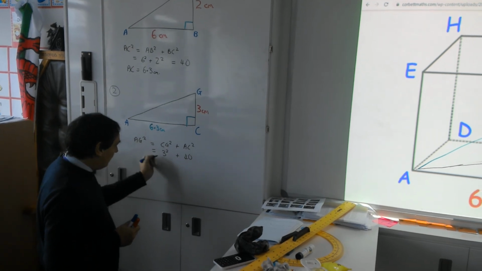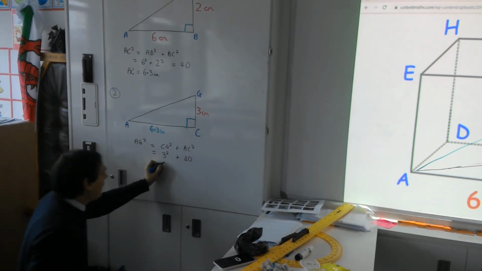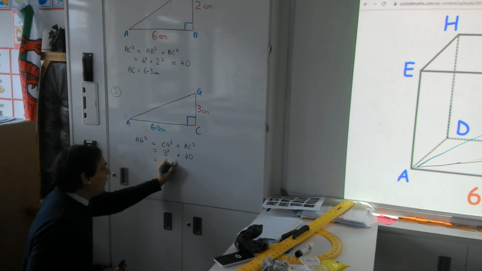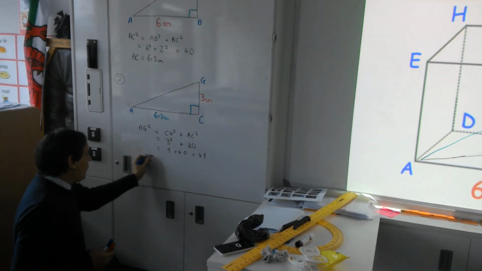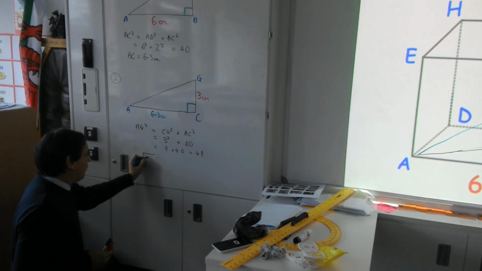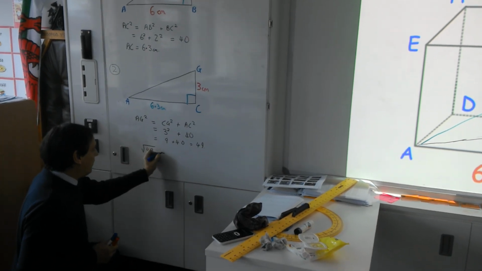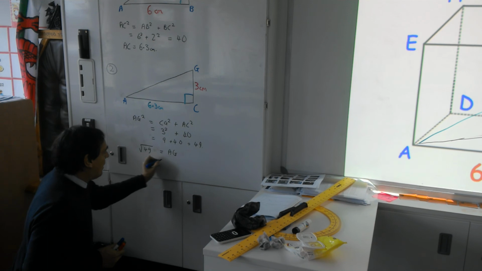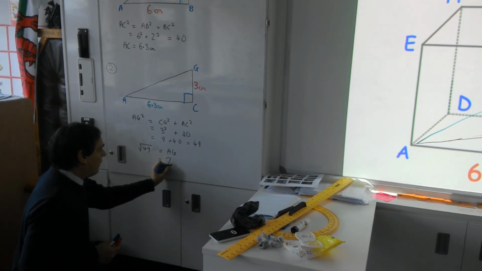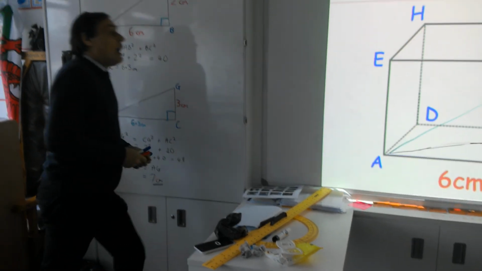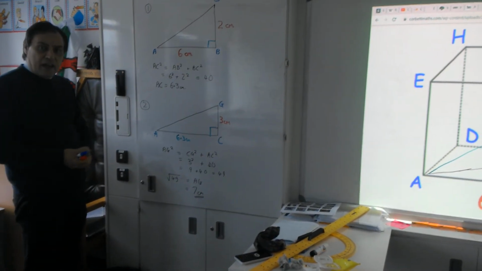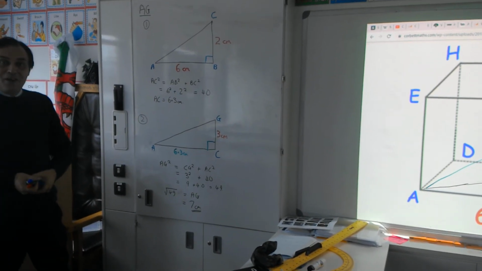So I'm going to have 3 squared there, which is 9, and 40 gives me 49. So no calculator needed for that. The square root of 49, which is going to be AG, comes out to be 7 centimetres. Okay, that is an introduction into 3D Pythagoras.